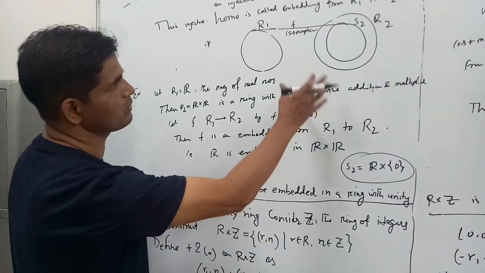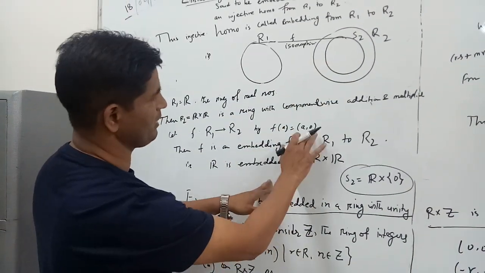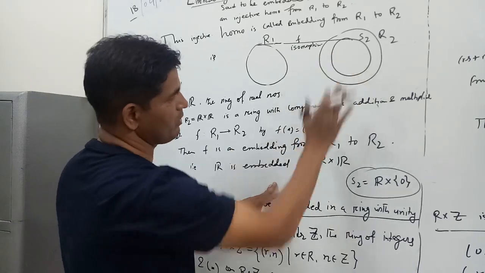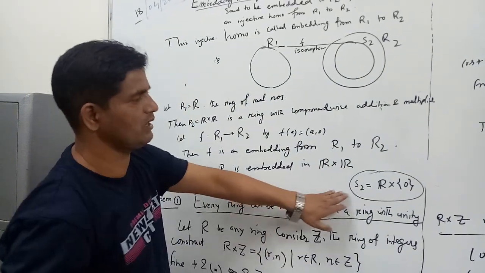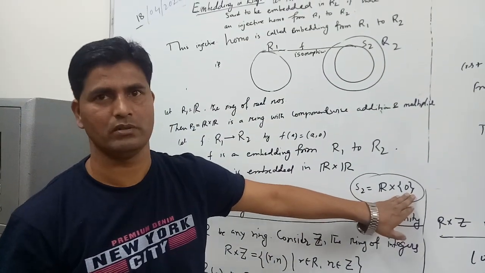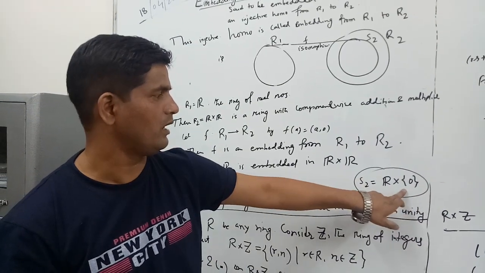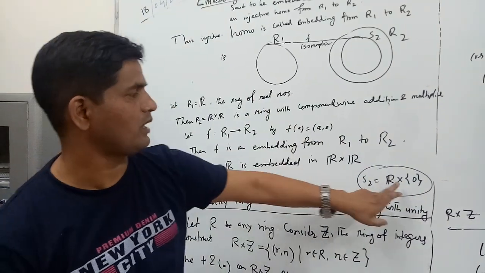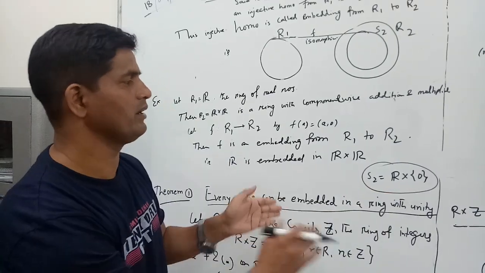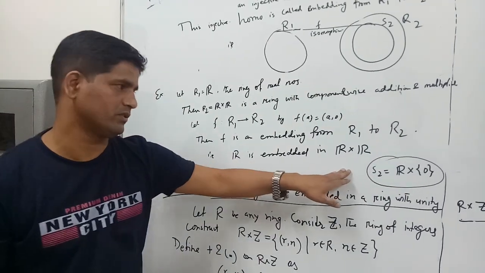In this case, if we want to know what our subring S2 of the ring R cross R is, this is nothing but R cross 0. So from R1 to this subring, we will find a one-to-one onto homomorphism.